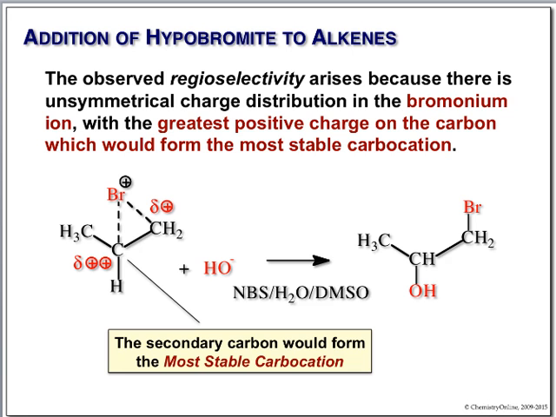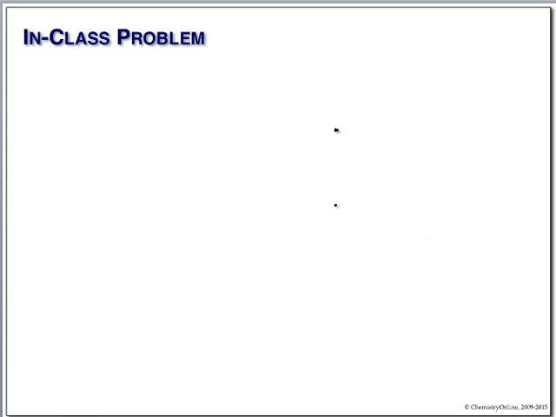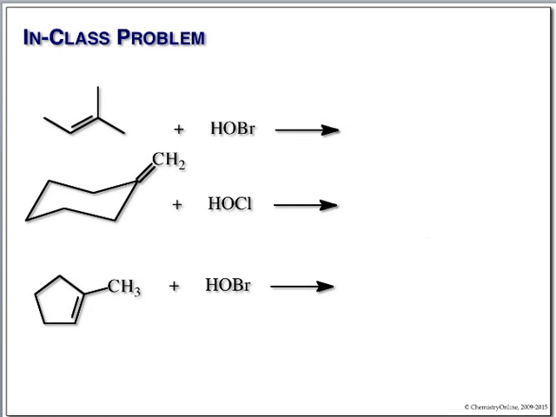All right, so let's look at the problems. You see this and you say to yourself, okay, I'm going to add HOBr. I know I'm going to make a halohydrin. That's a bromine on one carbon, the hydroxyl group on the other.